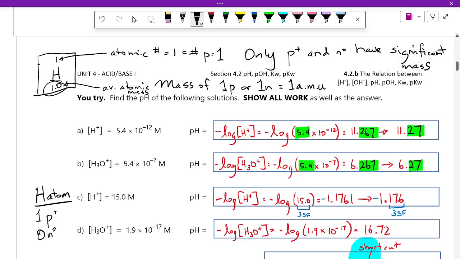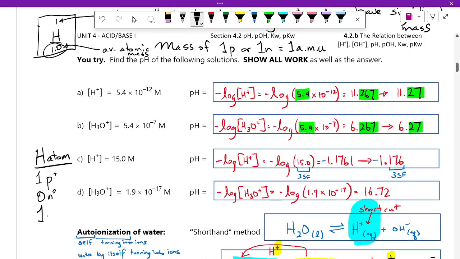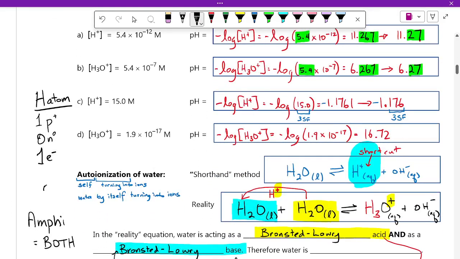How many electrons does it have? A hydrogen atom. Just 1, because it's neutral, yes? So we have 1 electron. So if we were to draw that, it would look like this. Here's our proton in the center. And our electron is going around the outside. That's a hydrogen atom.